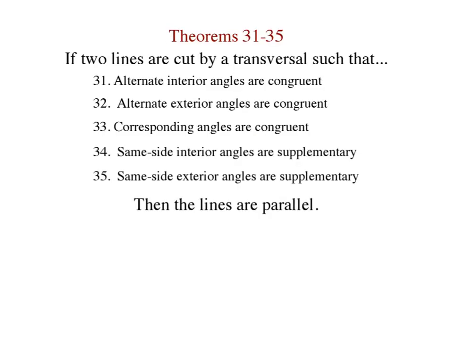Now, the main theorems that allow us to prove that lines are parallel are listed here. They are theorems 31 through 35, and what it says, if two lines are cut by a transversal such that alternate interior angles are congruent, then I know the lines are parallel. Or if alternate exterior angles are congruent, I know the lines are parallel. If corresponding angles are congruent, I know the lines are parallel. If same-side interior angles are supplementary, I know the lines are parallel. And if same-side exterior angles are supplementary, I also know the lines are parallel. So there's 5 theorems that will allow us to prove parallel lines.